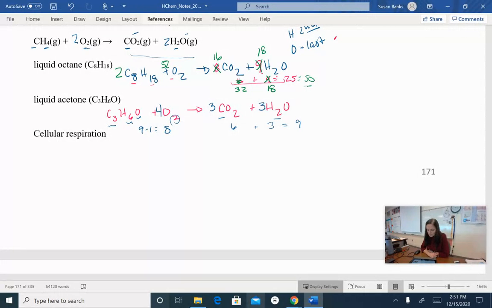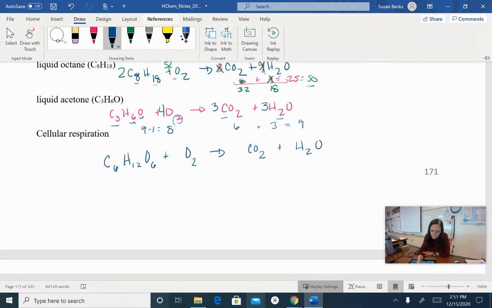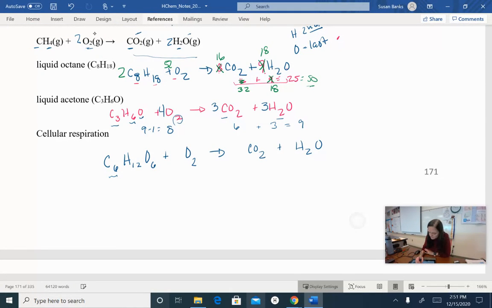Cellular respiration. Do you guys remember that from biology? We started with glucose. Do you guys remember the Krebs cycle? C6H12O6. And you are breathing in oxygen, you are breathing out carbon dioxide and water. Okay, so where are we going to start first? We are going to start with our carbons. Okay, carbon. I've got 6 carbons. I need to multiply my carbon dioxide by 6. Then hydrogens, 12 hydrogens. 12 divided by 2 is 6, so 6 waters.